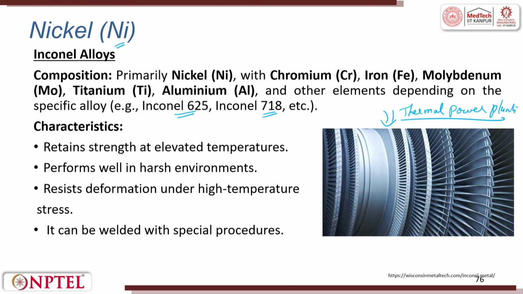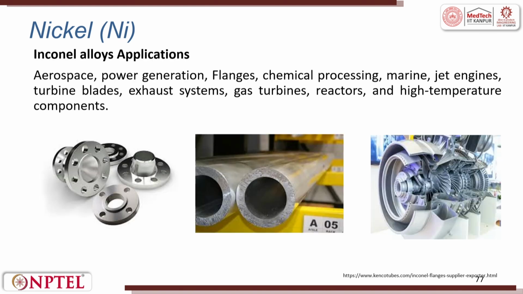It is slightly heavy as compared to aluminum, but it has a very high temperature resistance property. Performs very well in harsh environments. It resists deformation under high temperature stresses. It has a good weldability property. So, Inconel finds lots of applications: aerospace, power generation, flanges, chemical processing, marine, jet engines, turbine blades, exhaust systems, gas turbines and high temperature applications. Right. So, Inconel finds a lot of usage nowadays.